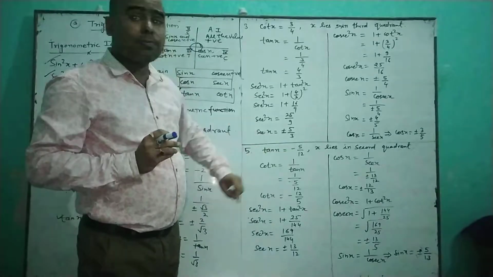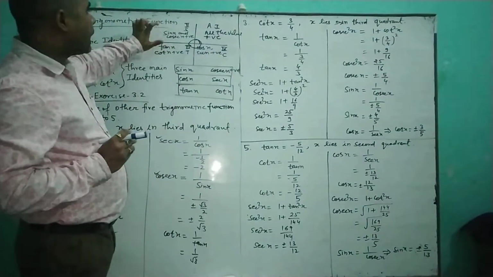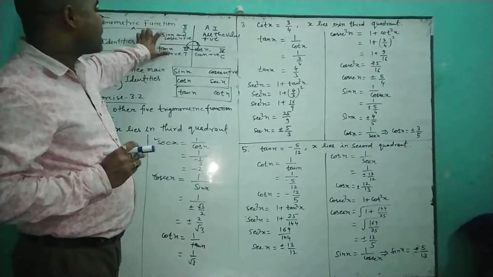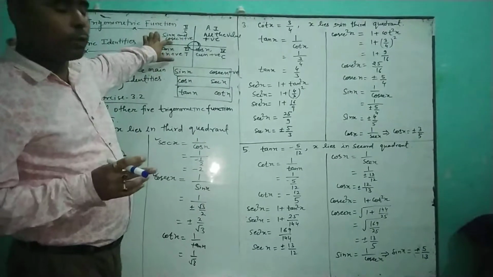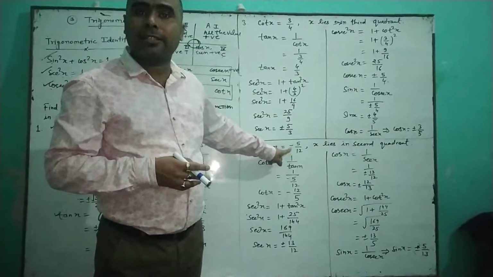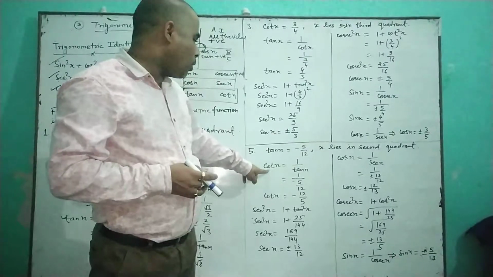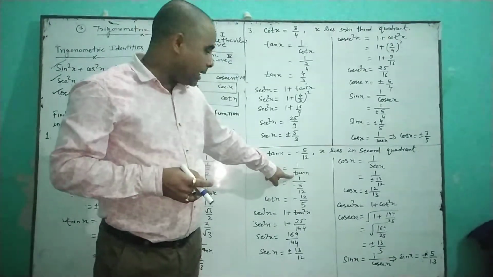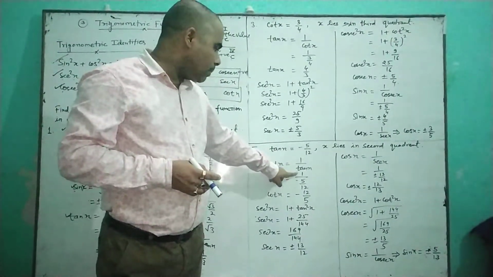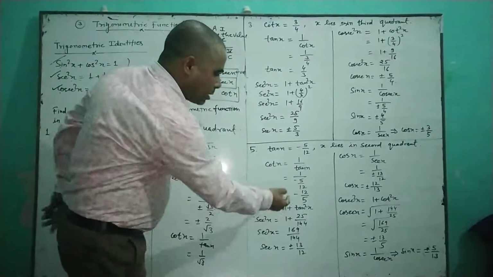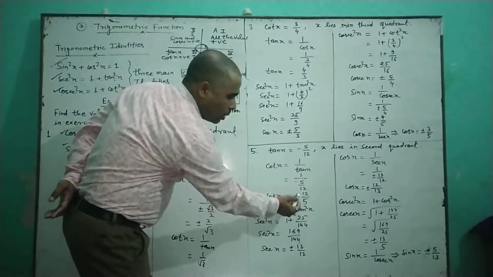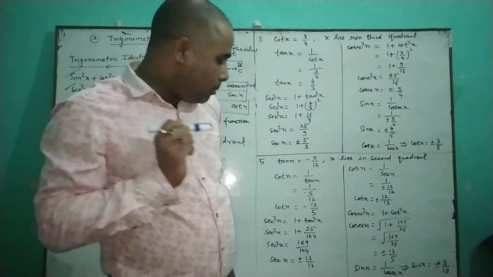Tan x is equal to minus 5 by 12, and this is the second quadrant. In the second quadrant, sin and cosec will be positive, the rest negative. Now the given value of tan x is negative. Now cot x is the reciprocal of tan x, so 1 by tan x, which is minus 5 by 12. We reverse it, so cot x is equal to minus 12 by 5.